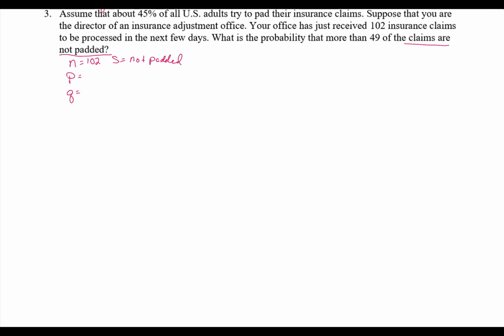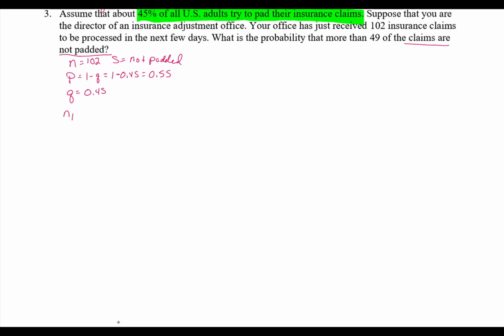In this case, this is just like the exact last example. We're looking for the probability that our claims are not padded, but we're told 45% of all U.S. adults try to pad their claims. So again, we are given our value of Q, which is 0.45. Then P is going to be 1 minus Q because they're always complements of each other. So that's 1 minus 0.45, which is 0.55.